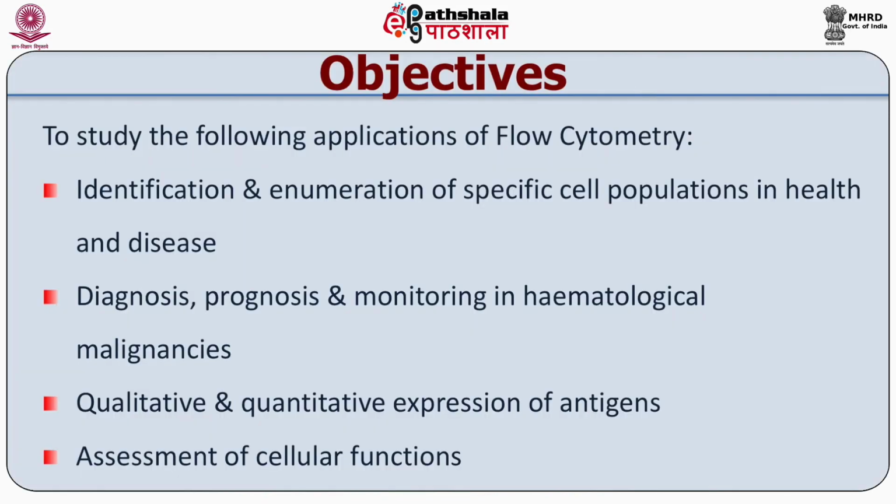Today, we will study the following applications of flow cytometry. We will look at the application of identification and enumeration of specific cell subsets to differentiate the healthy from the disease states. We will also look at the utility of flow cytometry in diagnosis, prognosis and monitoring of hematological malignancies. We will look at the qualitative and quantitative expression of antigens on the cell surface and how this information is useful in analyzing medical disorders. And we will also look at some of the applications of flow cytometry that assess the cellular functions.